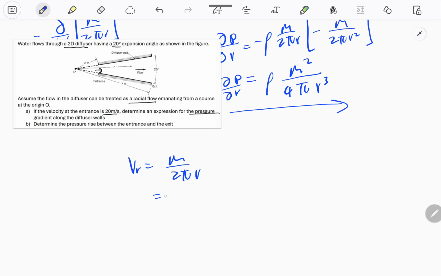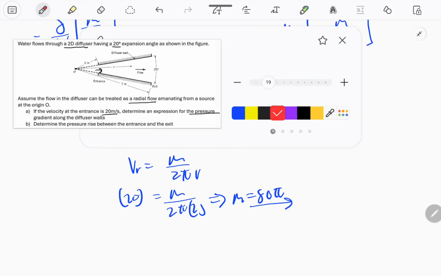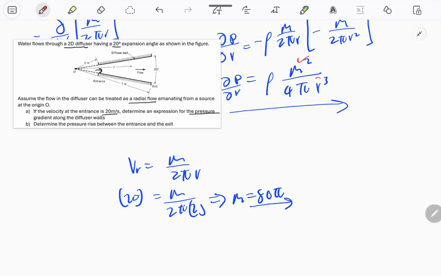Okay, cool. Then v, I said it was 20. I'm not using units. We don't know m, but we know 2 pi, and this one is recorded on the entry. That means r was 2. Then from here we can solve. This becomes 4 times 20, which becomes 80. Then I can say m is equal to 80 pi. We now have m here, so it's looking good.